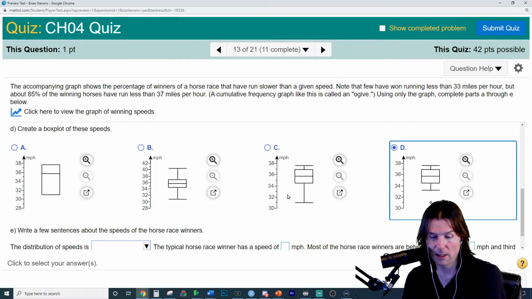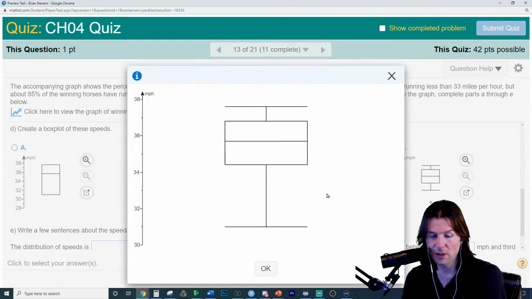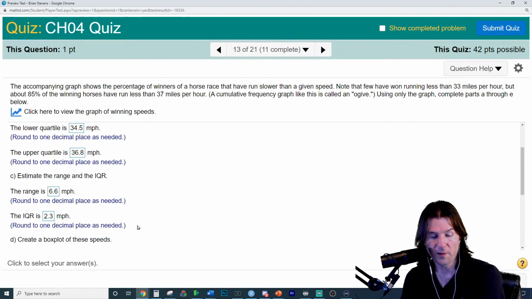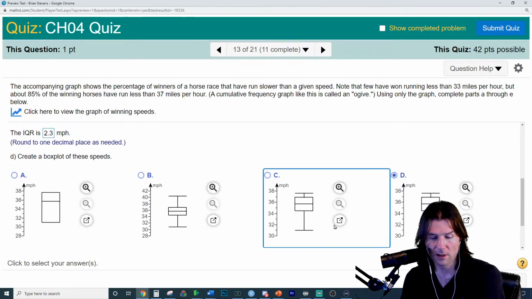I'm seeing if there's any other key details that are different. This just has too long of a whisker. The IQR was what, 2.3? So 1.5 times that is basically 4. And that means 30.5. Ooh, that's close.